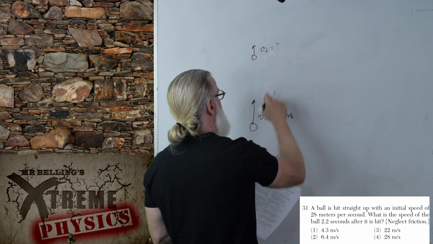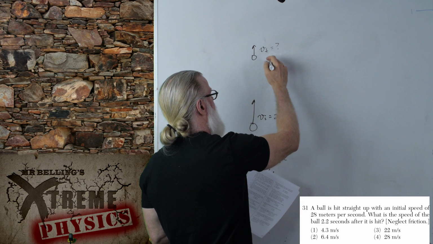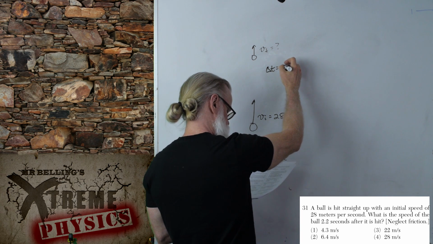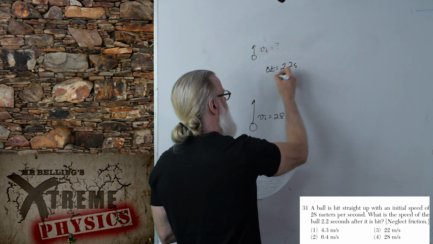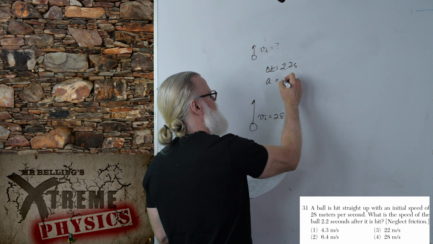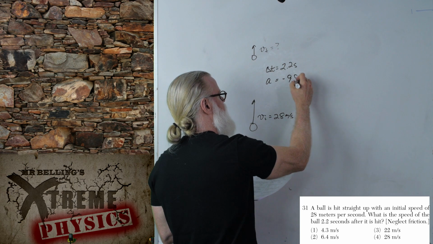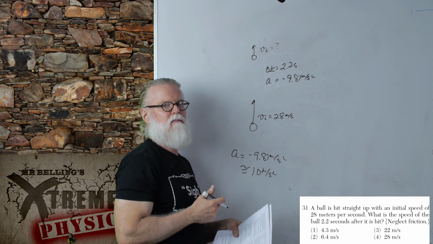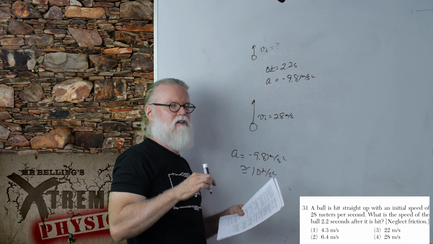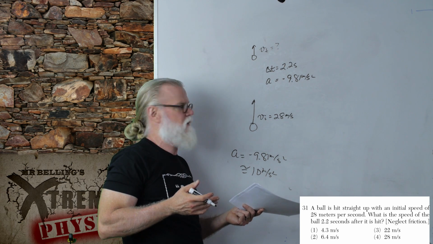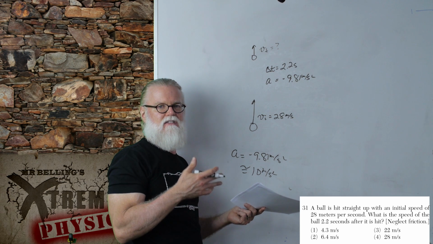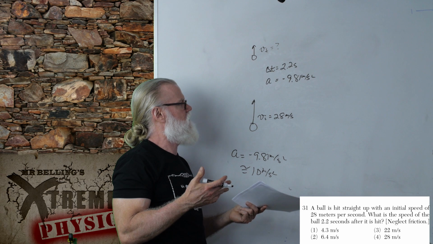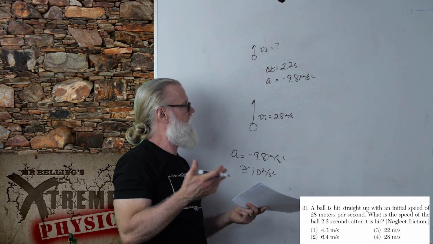V initial is 28. V final is question mark. And the time interval is 2.2 seconds. And we also know that it's accelerating down at 9.81 meters per second squared. Keep in mind, this is in free fall. Even though we consider falling down, that's usually the way people think about falling. This is in free fall. In physics, free fall means that the only thing acting on this thing is gravity. And the only thing acting on this thing is gravity.